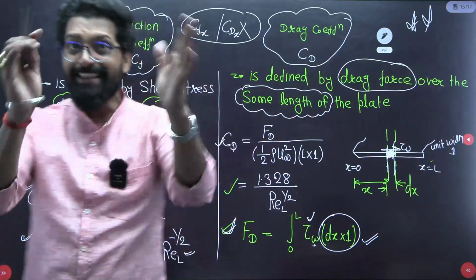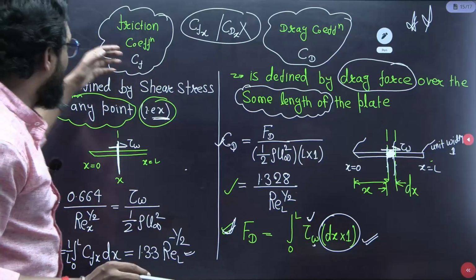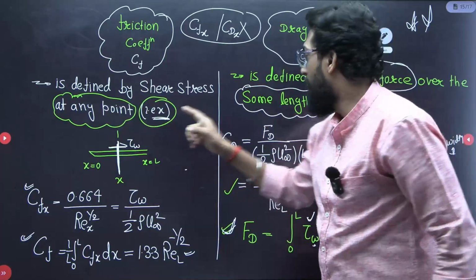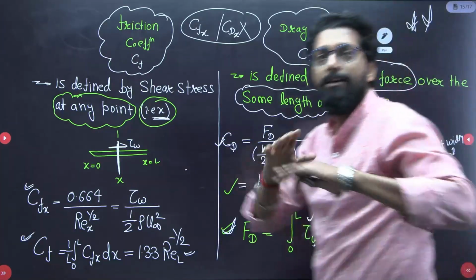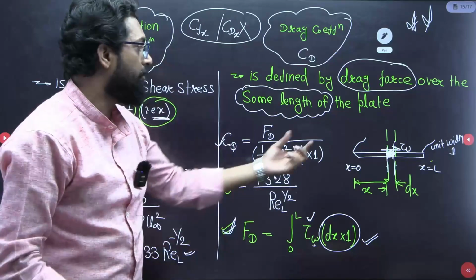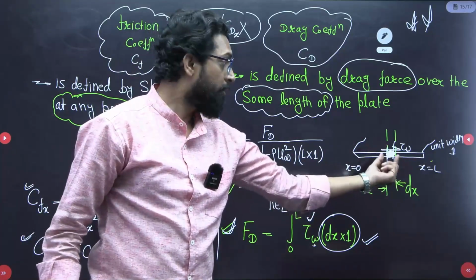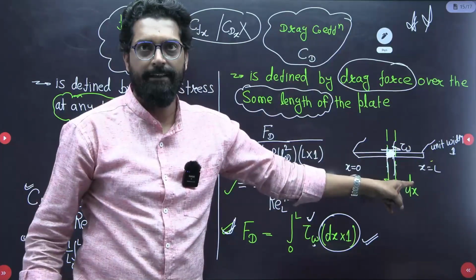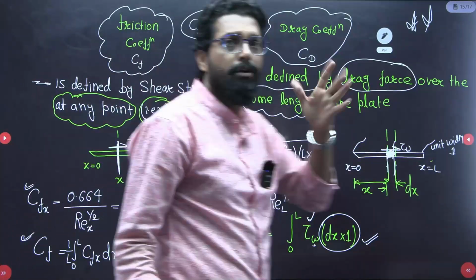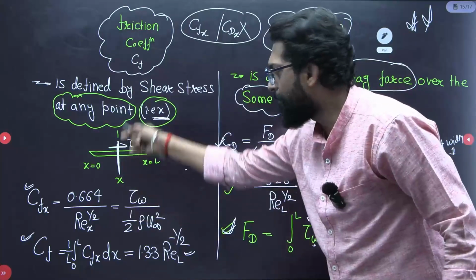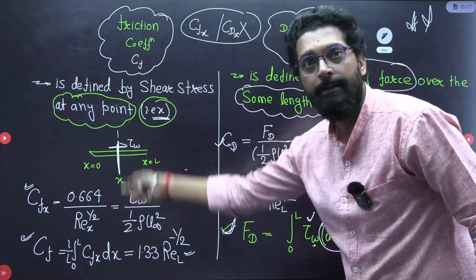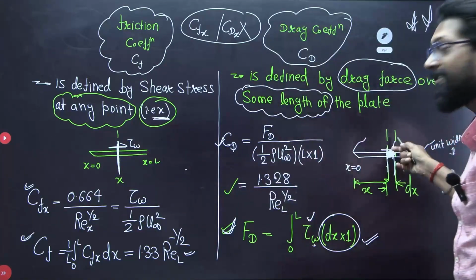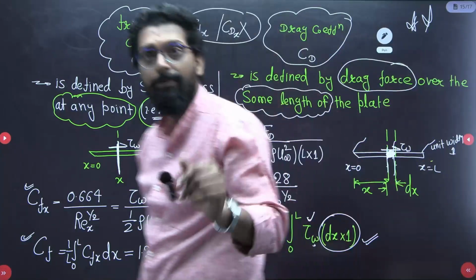So what is the subtle thing? The subtle thing is that we have to find the friction coefficient at any point, but the drag coefficient we have to find over the entire length of the plate. Yes, some length of the plate you have to find. That means in this one, you have to understand the elemental part of the surface, but in the other there is no need for the elemental part. It is at a point, at the local location, any location. It is not over some length, but here it is some length. This is very important, I'm telling you.